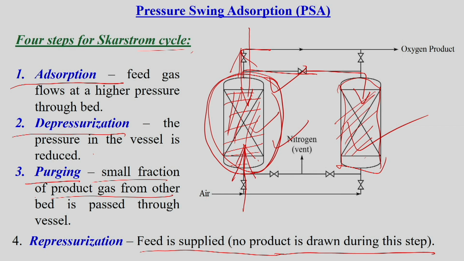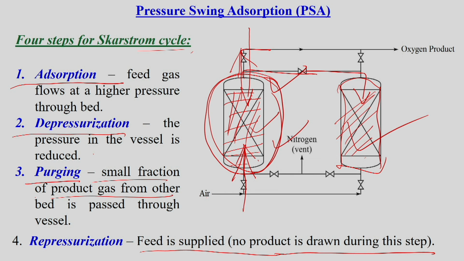That is why this is called pressure swing, but in this case two operations are associated with pressure. The second step is depressurization, and the fourth step is repressurization. The other two processes in pressure swing adsorption are the adsorption process, the regular process, and the third, purging. A small fraction is purged, but purging is not always necessary.